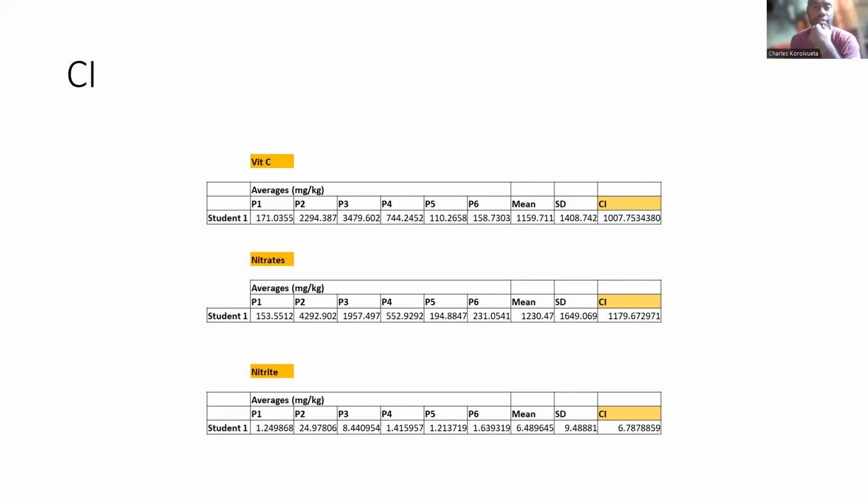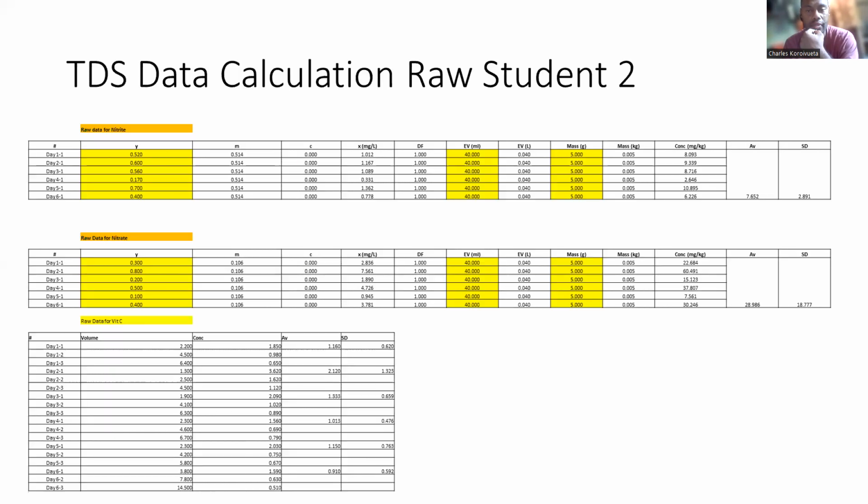This is the confidence interval result for the 3 elements: vitamin C, nitrite, and nitrate. As you can see, the confidence interval for vitamin C is 101,000, and 7.75 for nitrite. For nitrate it's 1179.67, and for nitrite it's 6.78. Also the mean for vitamin C is given here, and the standard deviation for nitrite and nitrate.